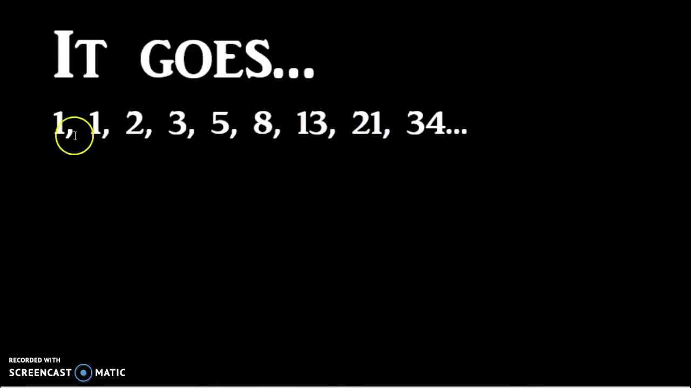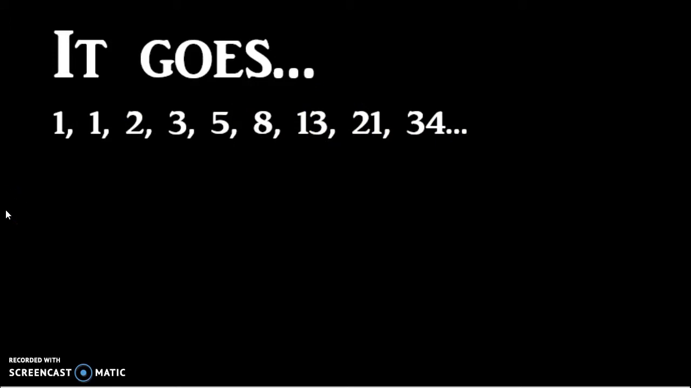The sequence goes 1, 1, 2, 3, 5, 8, 13, 21, 34, and so on. If you don't see the pattern here, the last number plus the present number is the next number. So 1 add 1 is 2. 2 add 1 is 3. 3 add 2 is 5. 5 add 3 is 8. 8 add 5 is 13. 13 add 8 is 21. 21 add 13 is 34, and so on.